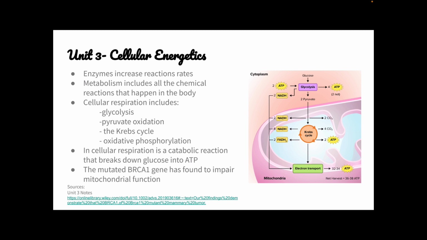So next up is Unit 3, which is cellular energetics. So in the body, there are enzymes, which are proteins, and they help increase reaction rates inside of the body without being absorbed by the reaction themselves. So substrates will enter into an enzyme, and then they will come out as products. And so when we talk about metabolism, we're talking about all the chemical reactions that happen in the body, whether that's catabolic, which is energy releasing, or anabolic, which is energy taking.